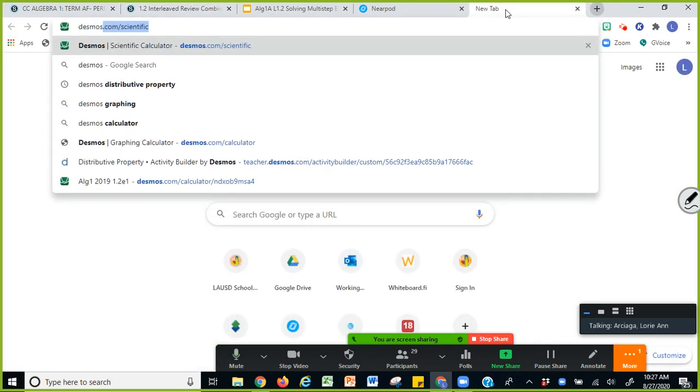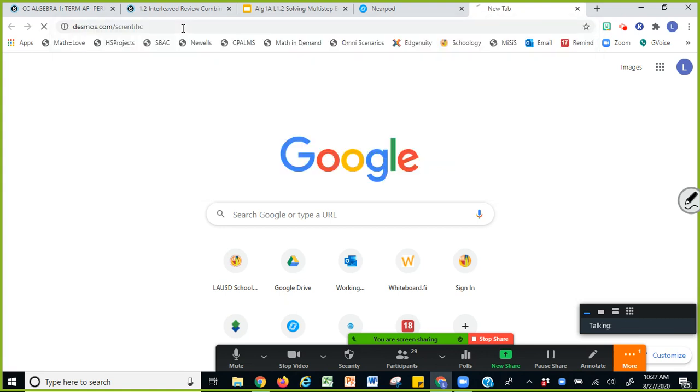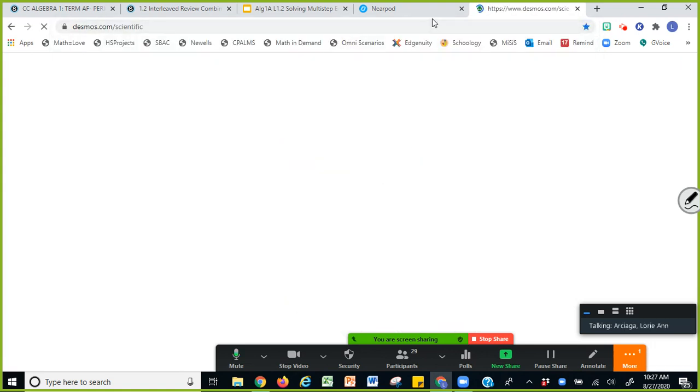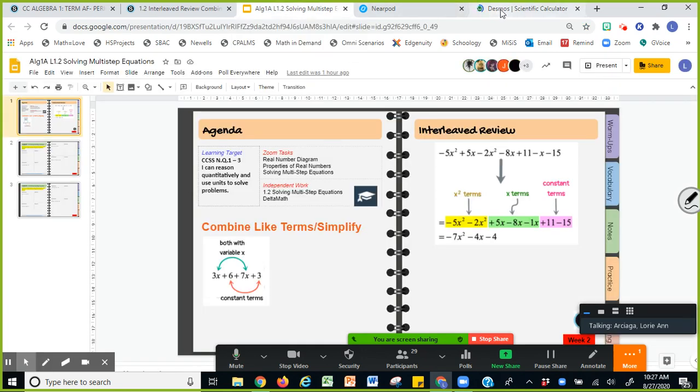If you guys need a calculator, I shared a calculator with you last time. I don't know if you bookmarked it, but it's called desmos.com/scientific. So you might find that useful today while you're doing your warm-up, okay?